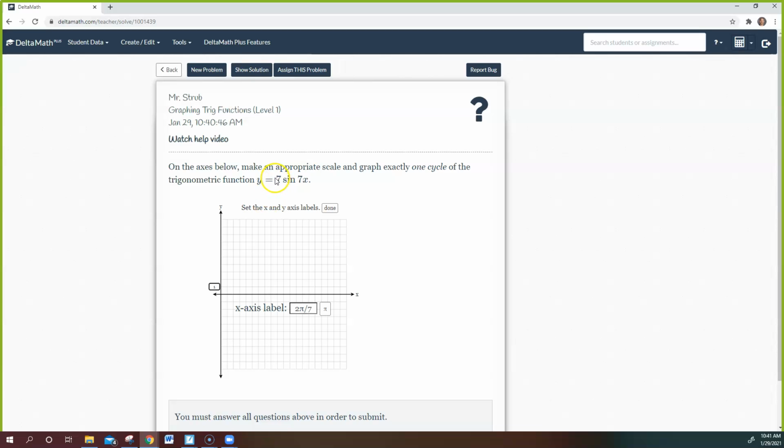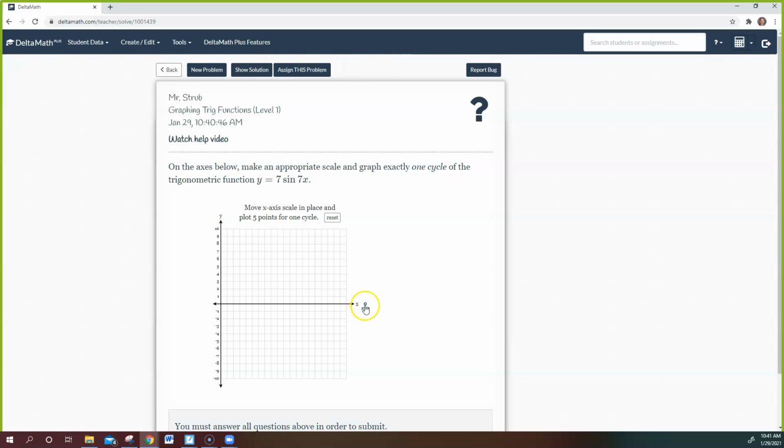Sometimes, let's say this was like 17. Well, I don't have 17 tick marks, so then I might have to go by 2 or by 3. But once you set that, here's my little dot to move to the 4th tick box. So 1, 2, 3, 4. There's the 4th tick mark. That's going to be 1 cycle. And then I have an amplitude.